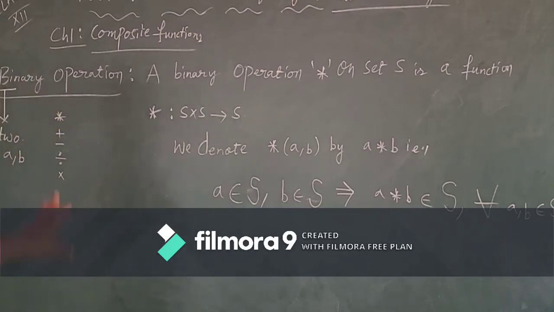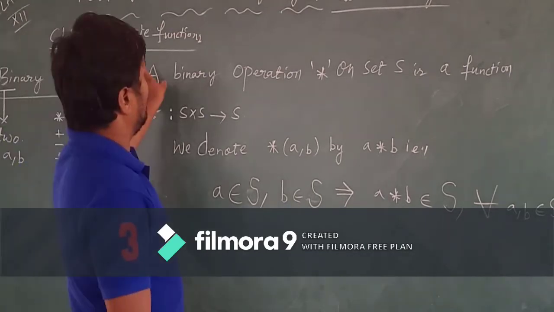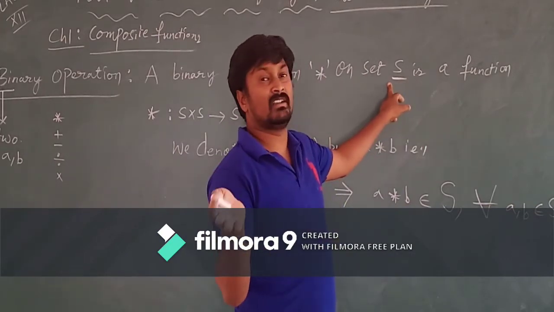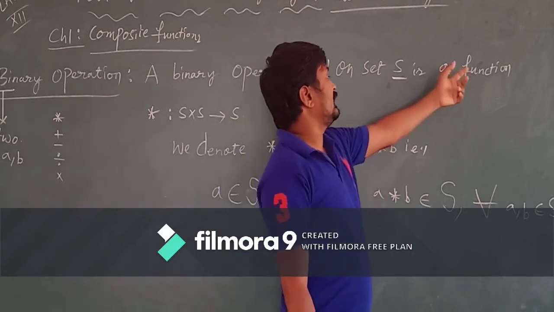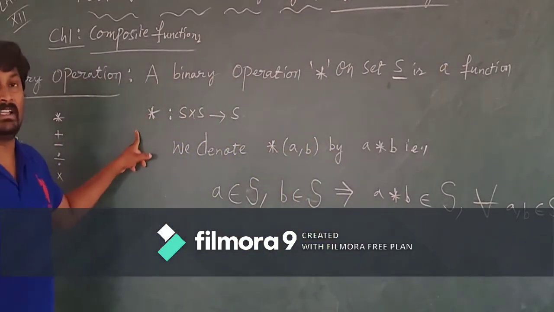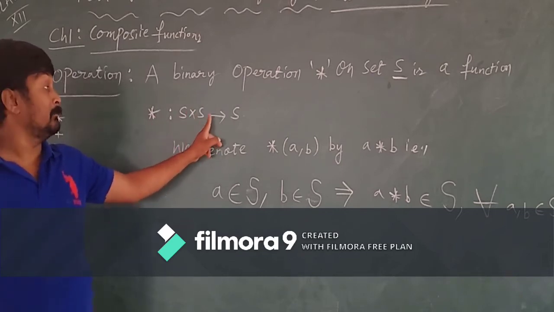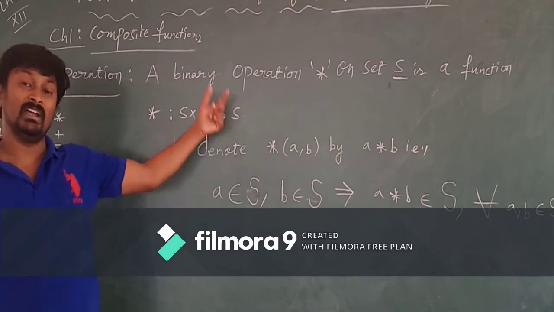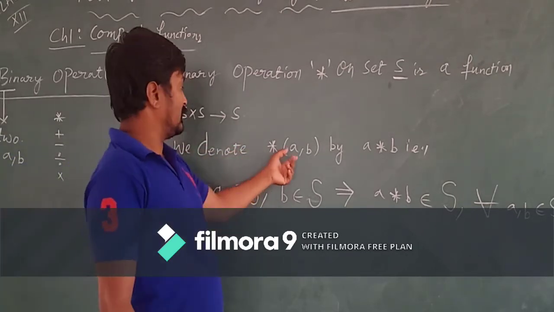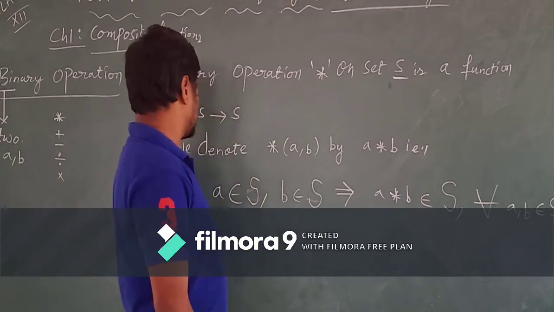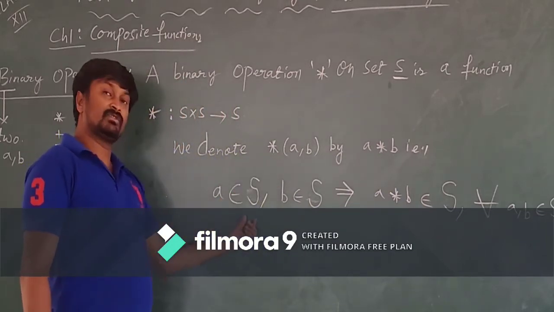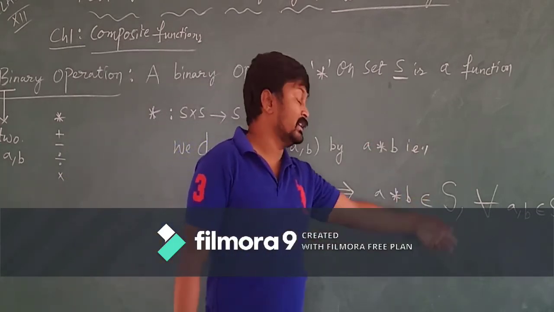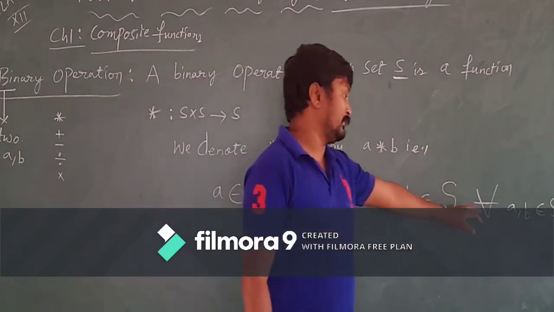So what exactly is a binary operation? A binary operation star on a set S is a function. Yes, you can take capital B or capital C also. Therefore, star maps S cross S to S. S cross S means the Cartesian product. We denote star(A, B) by A star B. That means A belongs to S, B belongs to S implies A star B belongs to S, for every A, B belongs to S.